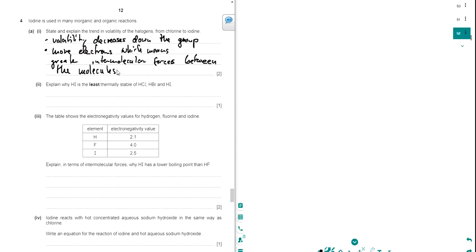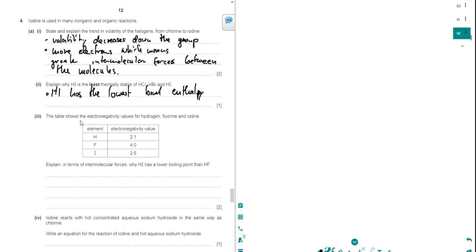Explain why HI is the least thermally stable of HCl, HBr, and HI. The reason for that is because HI has the lowest bond enthalpy, has the most shells, and that means hydrogen and iodine are more easily separated than the others.